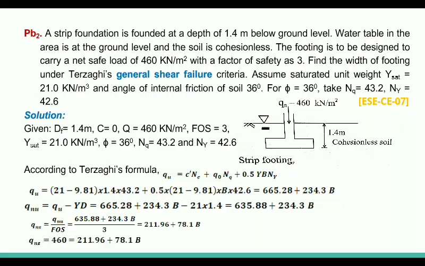And the load intensity is given 460 kN per meter square. So it should be less than or equal to the net safe bearing capacity of the soil. For calculating the minimum width, we have taken the equality sign, so 460 is equal to 211.96 plus 78.1 B. In this equation only one is unknown, that is B. After solving this equation, we get the value of B, that is 3.17 meter, right?